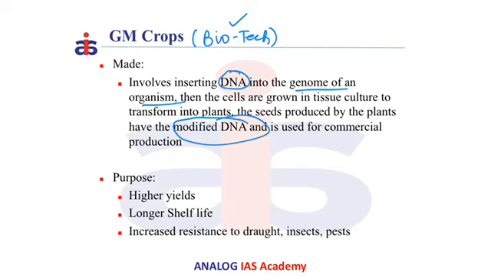The main purpose of planting these GM crops is that it gives a better yield, it has a longer shelf life, and it has increased resistance to drought, insects and pests. This happens because the DNA which is susceptible to the pest and drought is being replaced by the foreign DNA which is resistant to drought, insects and pests.